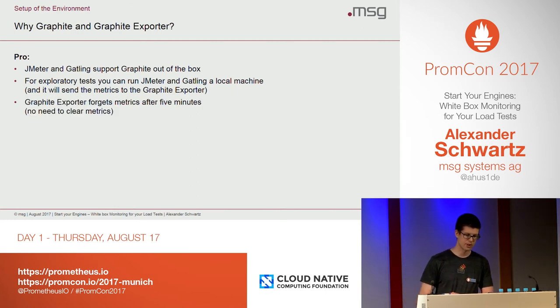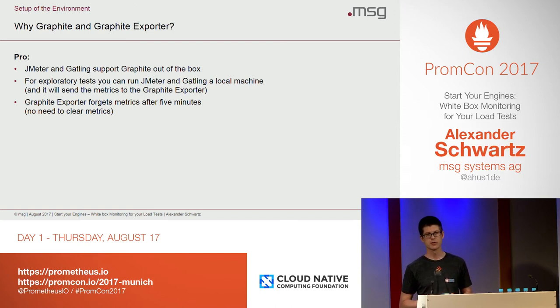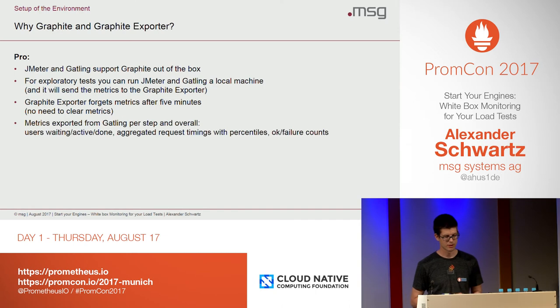It's a very simple exporter. All the metrics that we push to the Graphite exporter expire after 5 minutes, so there's nothing to clean up afterwards. After a load test, just wait 5 minutes and all the metrics will be gone. You don't need to restart it, nothing to clean, just fine. The metrics that we get, for example, from Gatling are the number of users in the load test, how many are active, some aggregated timings and the percentiles, and we get all that from Gatling to the Graphite exporter to Prometheus and then into our dashboards.